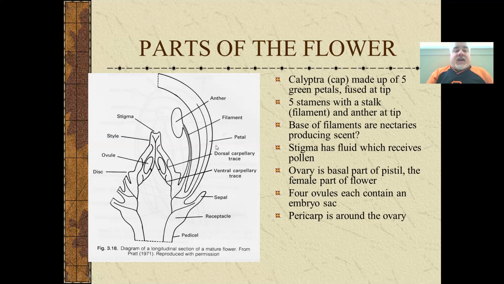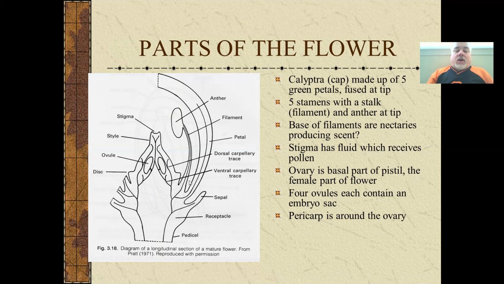The stigma does have some fluid. It is wet, sticky with nutrients and sugars, food to feed the growing pollen. The ovary at the base, this portion here is the ovary, containing the ovules, and 4 ovules each containing an embryo sac.